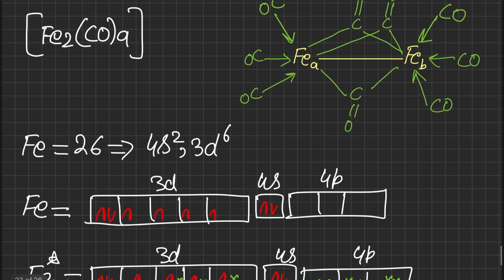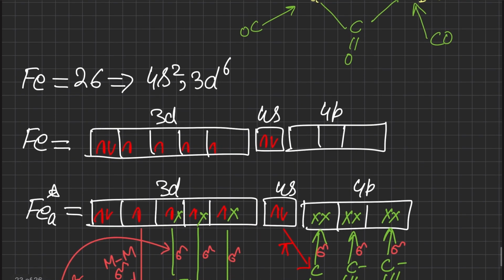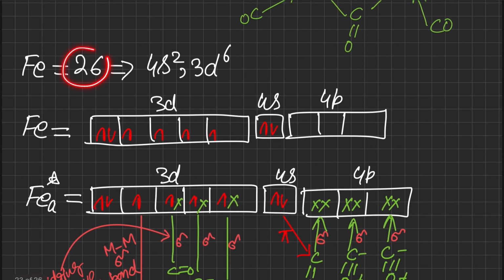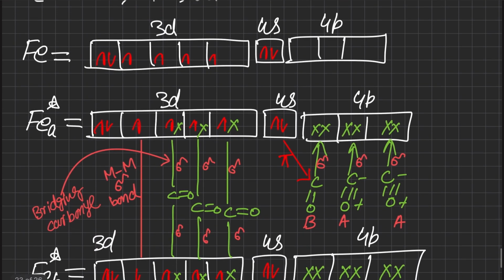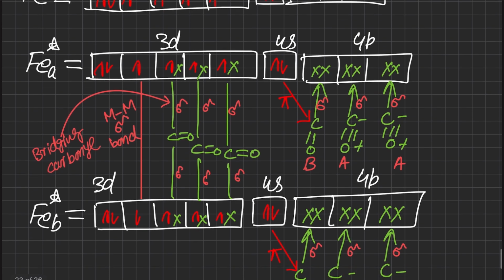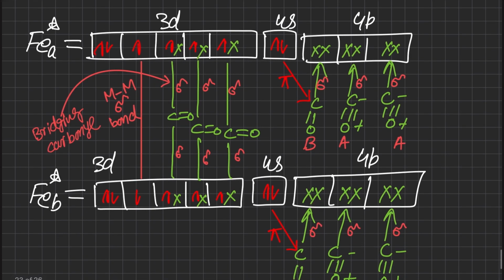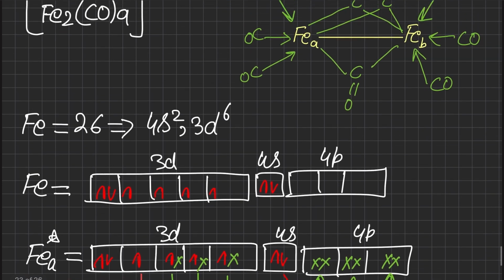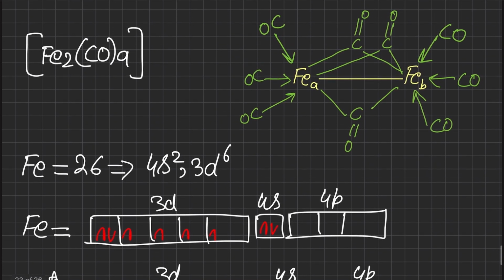Again, if we see, there is no charge on the complex. Carbonyl is 0, iron is 0, and the atomic number of iron is 26. This is the valence shell configuration, and now this is the valence shell configuration written in the form of valence bond theory, which is 4s2 and 3d6. Now we see there are two iron atoms, and again the odd even rule we will use.